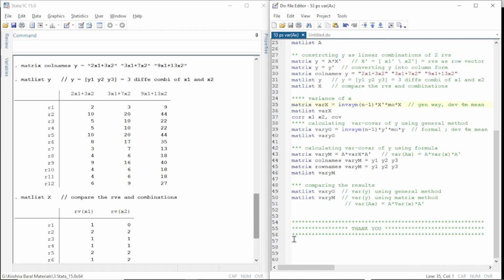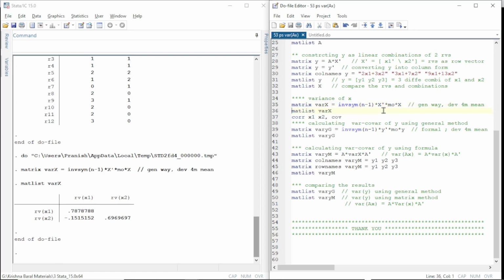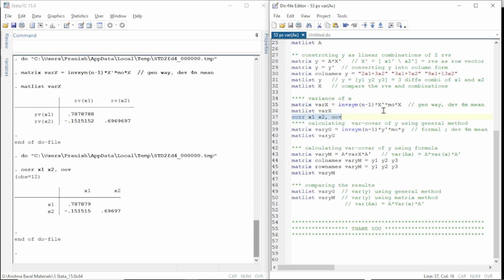First of all, we are going to calculate the variance of matrix X, meaning we'll calculate the variance covariance matrix that constitutes the variances of x1 and x2 as well as their covariance. This is our formula: X transpose M0 X divided by the sample size n minus 1. This is our general way of calculating the variance of matrix X. Let us see if we get this result, and we use the Stata command to check whether we got the same result or not. They are one and the same.